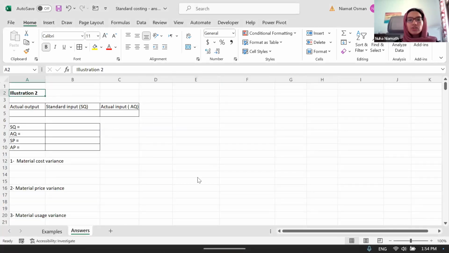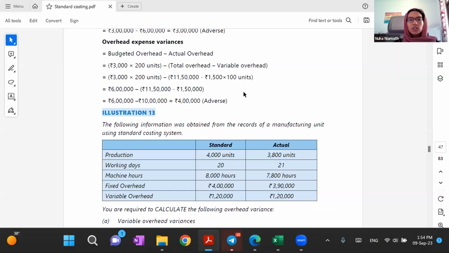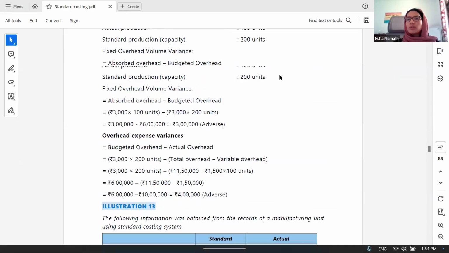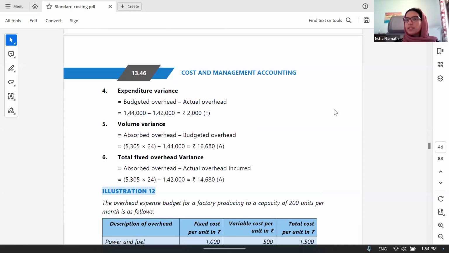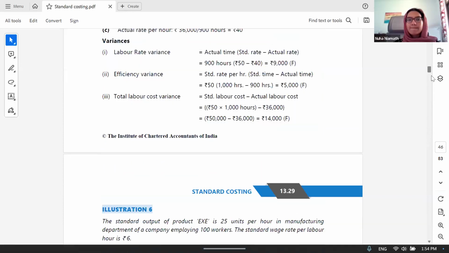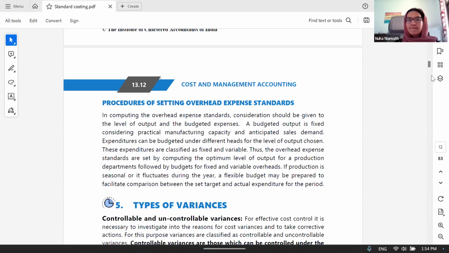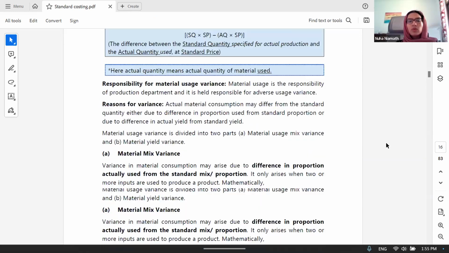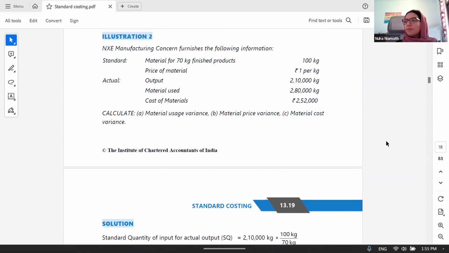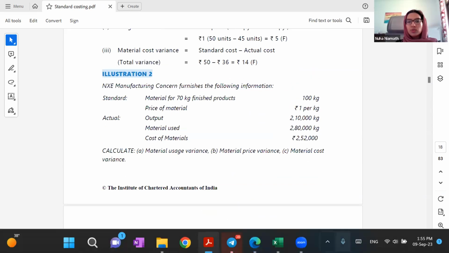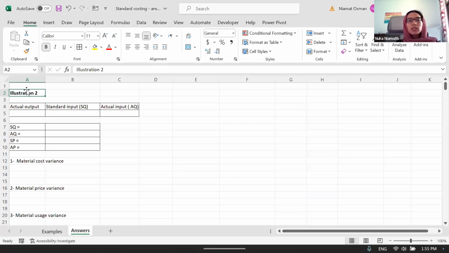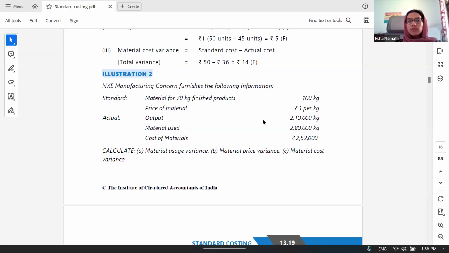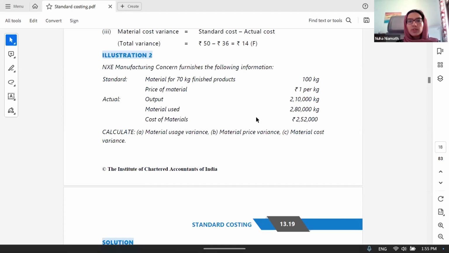First, we will look at the illustration. So let's take our PDF. I hope everybody has the PDF with them. Okay, so we have page number 18, 19, where our illustration number 2 is. So looking at illustration 2, come back to your PDF. Let's have a quick look at this question.